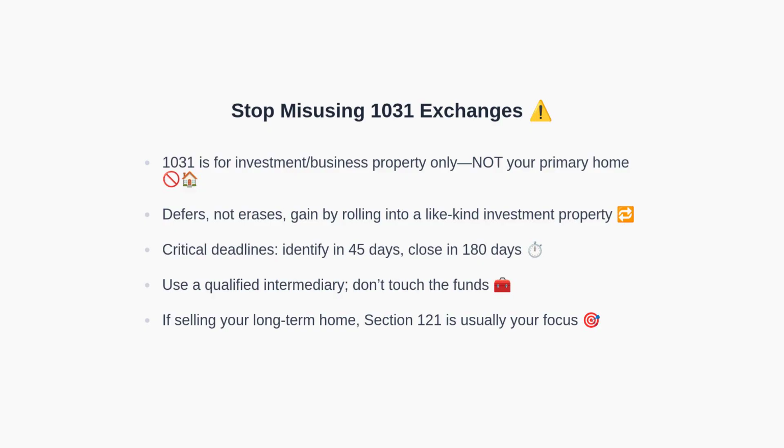Now, let's address a common misconception. A 1031 exchange is not for primary homes. It applies to investment or business property and allows you to defer, not eliminate, capital gain by rolling proceeds into another like-kind investment. The deadlines are strict.